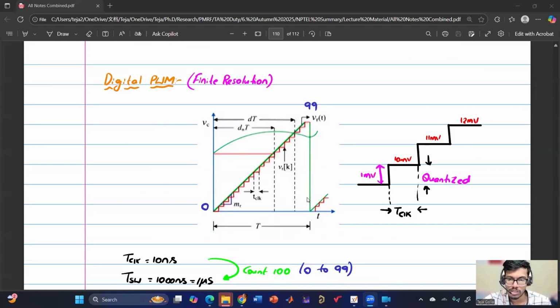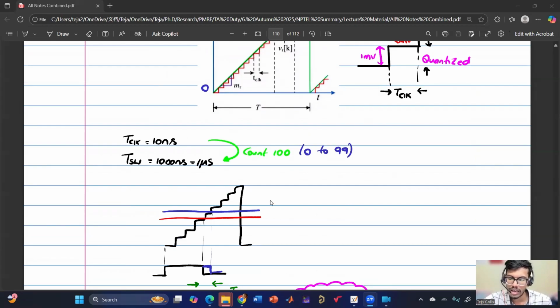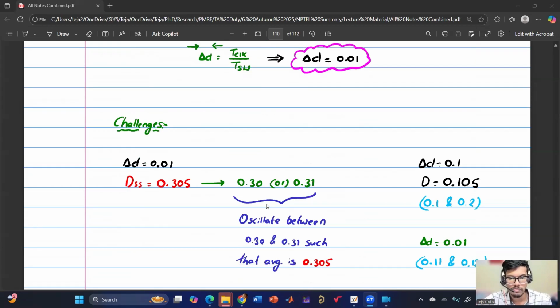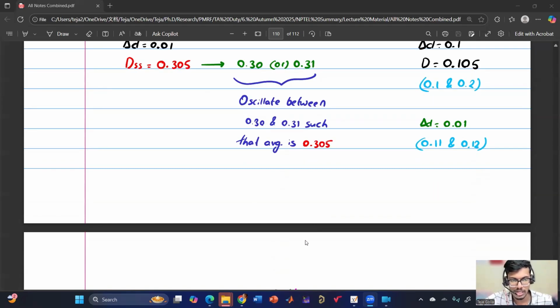Then we have discussed the finite resolution effect caused by the digital PWM, because we have a counter here, so that is quantized in terms of time as well as value. So we cannot have every value. So what happens if the resolution is finite, and if we don't have that value, then it will oscillate between two values, so that it will never reach the steady state. There will be some oscillations around the steady state.